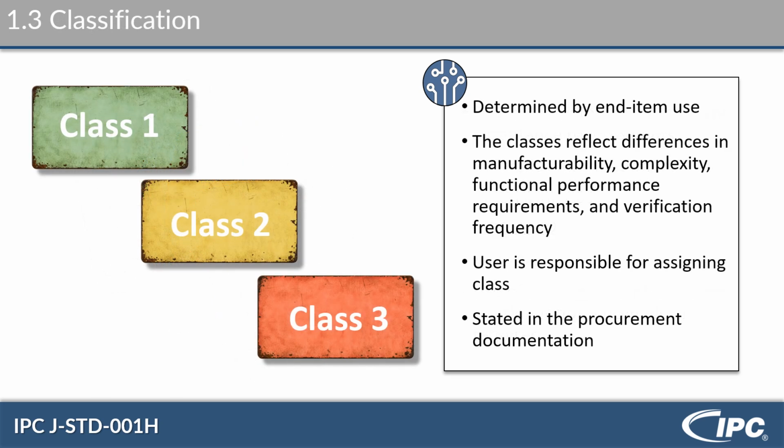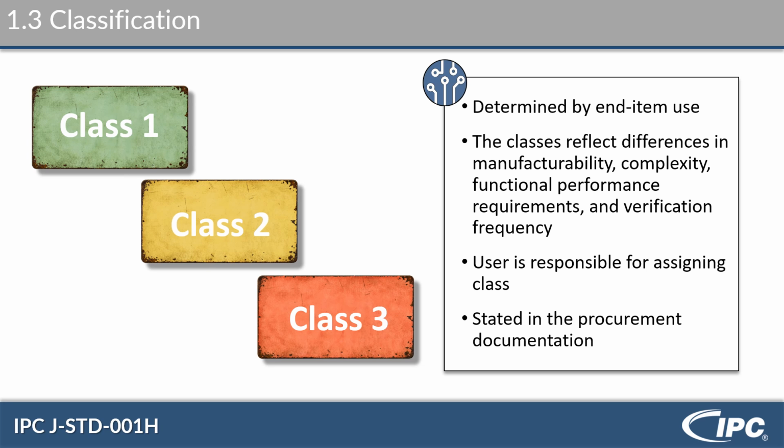We did touch on this in class. So class 1, class 2, class 3 is determined by end item use. So what the actual product, the end product, is used for, that determines what class is going to be. The user is responsible for assigning the class. The user is the customer, the person who is purchasing or ordering those parts.